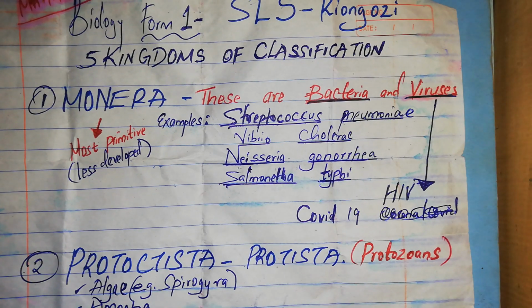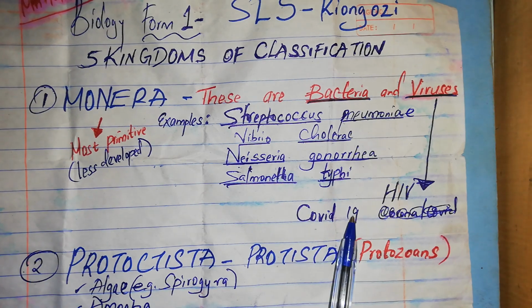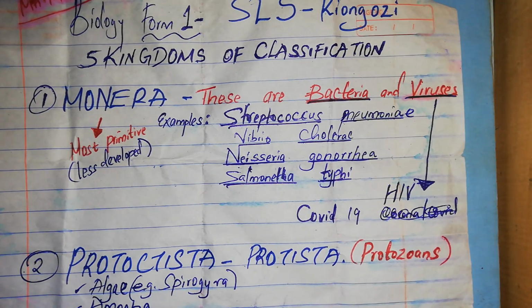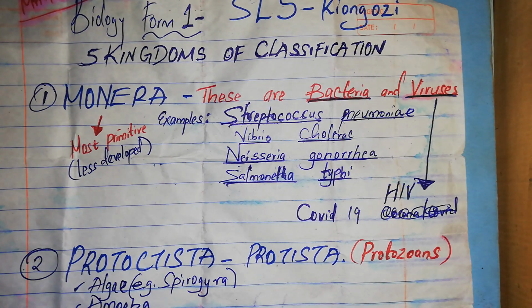We also have examples of viruses. Remember the COVID-19 virus. Yeah, we have the HIV and AIDS virus. So those are the examples of members of Kingdom Monera. They are most primitive, and these members are prokaryotic. I will tell you in the next video what prokaryotic means. But simply it means these organisms lack nuclear membranes. Their nuclei are just material that are not true nuclei.